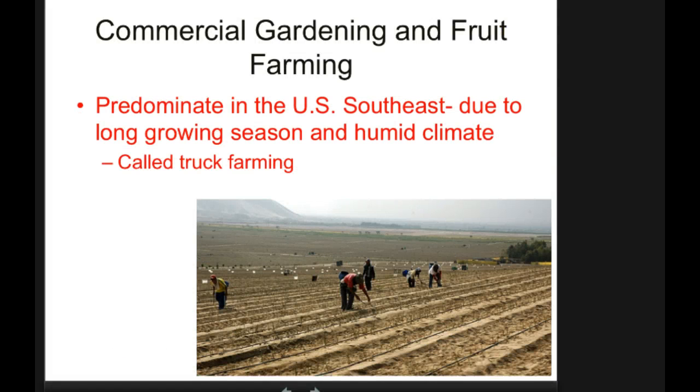The next one we're looking at is commercial gardening and fruit farming. This is predominantly in the southeast because of the climate and the humid area, but it's also known as truck farming because it's generally going to be produced and brought into urban areas for sale because of the high perishability of fruit and gardening products. This could also include fresh flowers and similar types of products.